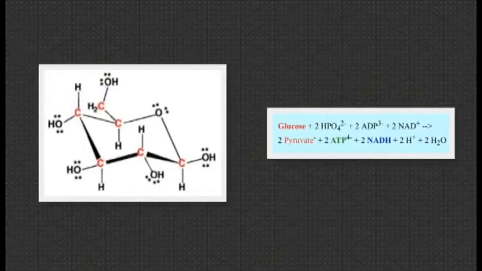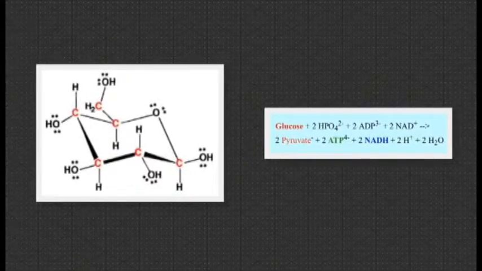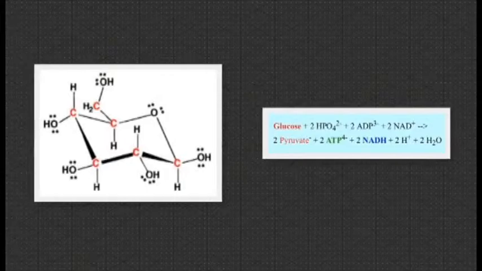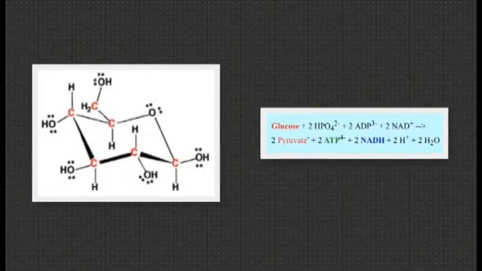I'm going to start with glycolysis, and this is the breakdown of glucose into two 3-carbon molecules, which are pyruvates, and this occurs in the cytosol. On the left is an image of a glucose molecule, and on the right is the reaction for glycolysis.